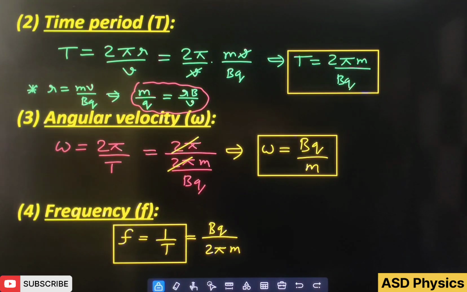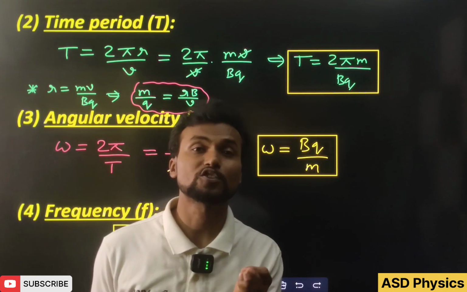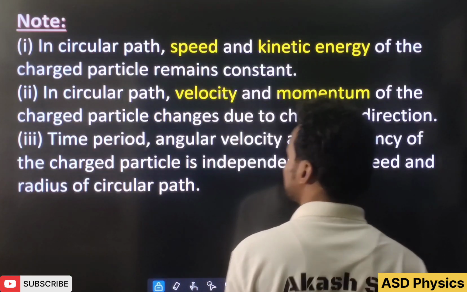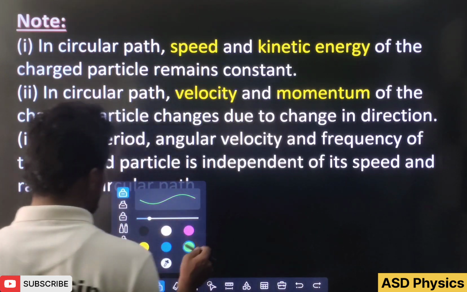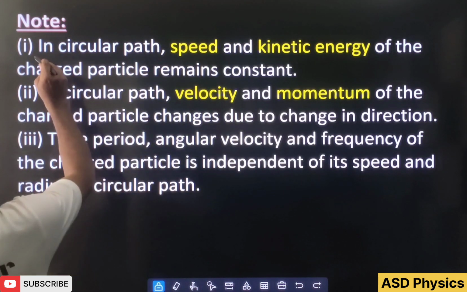This is the angular frequency of the charged particle, and this is the frequency of the charged particle. Okay. Can you see here? Very, very important. All these things are independent of the speed of the charged particle, and the radius also. Okay. Great. Now students, after that we'll see the very important points that used to come directly in exam. Can you see here the first point?